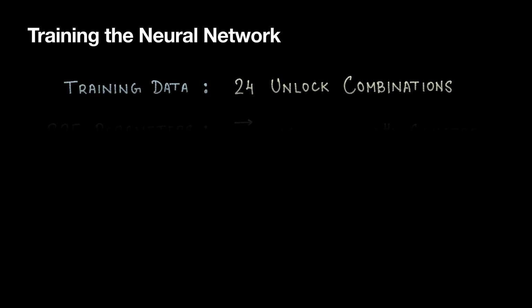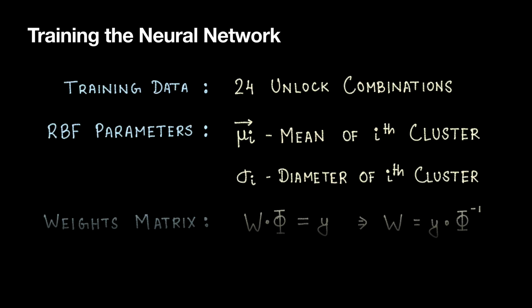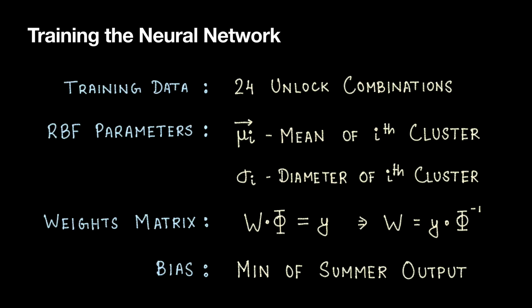For training the neural network, we have used the 24 unlock combinations that should return a high output. The parameters of the RBFs are set from mean and maximum distance between 2 vectors in the cluster. We have determined the weights matrix from the matrix equation w.phi equals y.